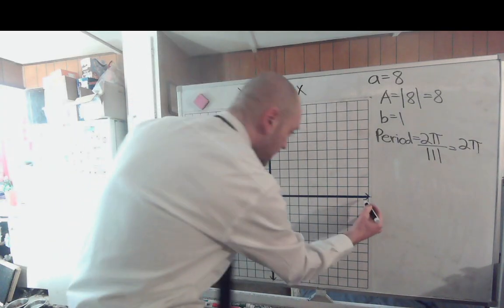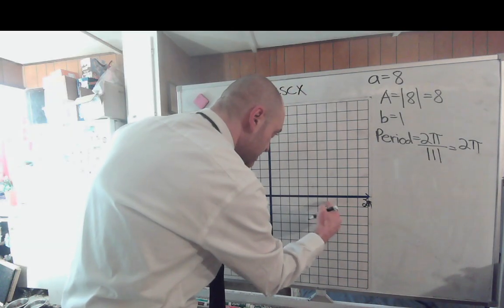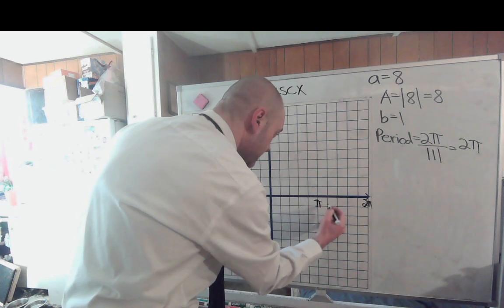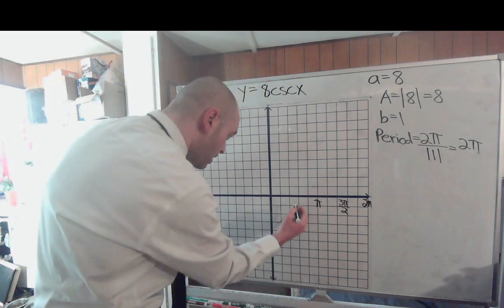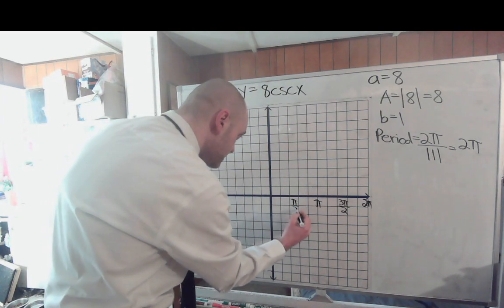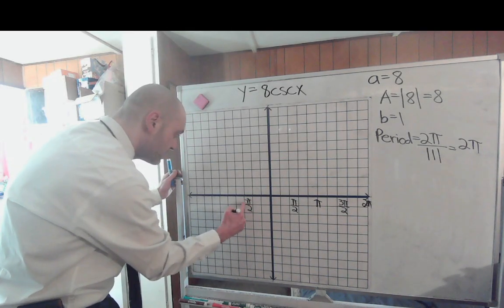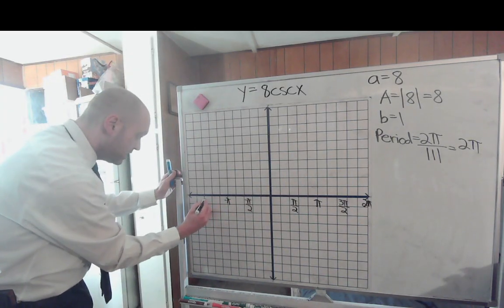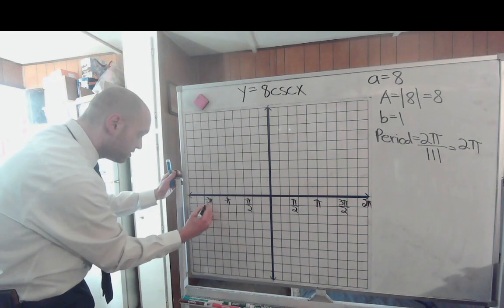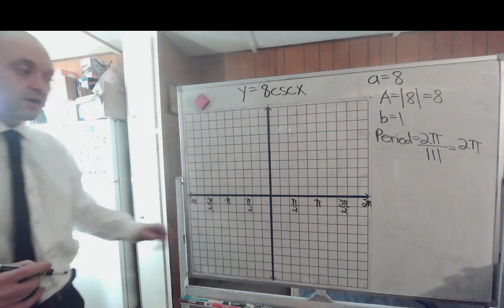So let's go ahead and plot that again here. 2 pi, here's pi, so in between that you have 3 pi over 2. Then you have pi over 2, 0. Here's negative pi over 2, negative pi, negative 3 pi over 2, and then negative 2 pi. So there's everything there.